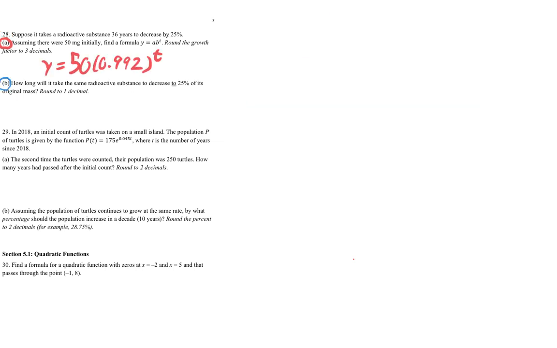Now for part B, we want to know how long it will take the same radioactive substance to decrease by 25% of its original mass. So we're going to take 0.25 times our original mass of A is equal to A times 0.992, because that B value stays the same, and then to the power of T, right?